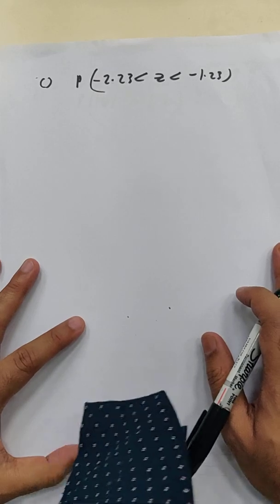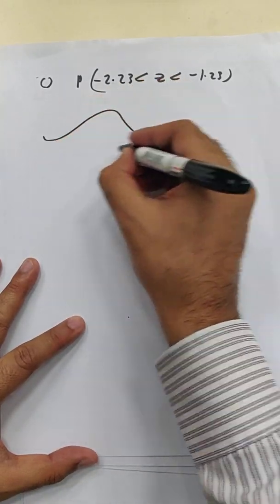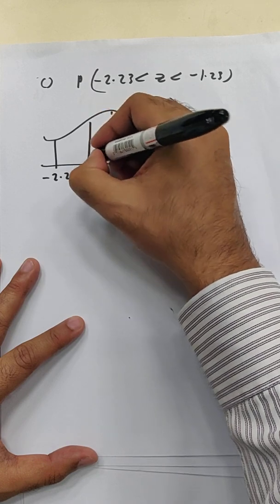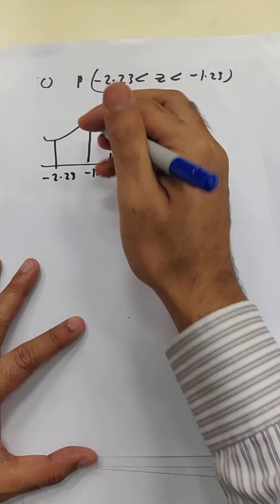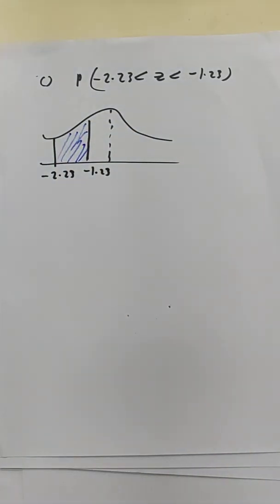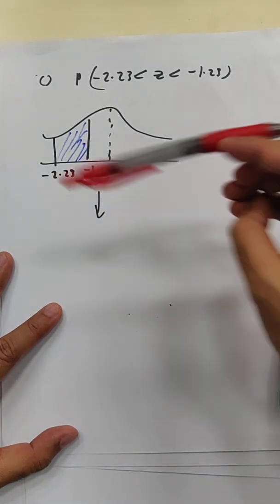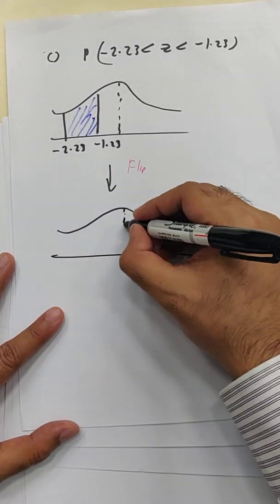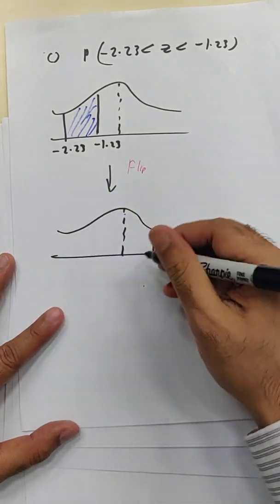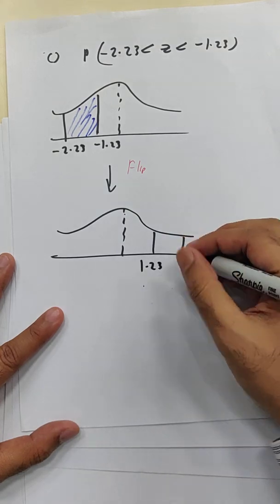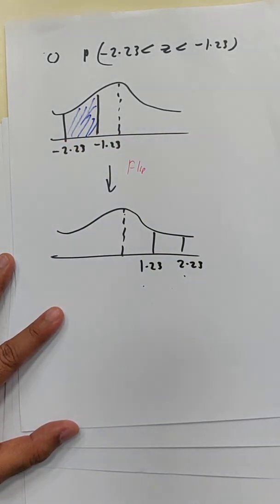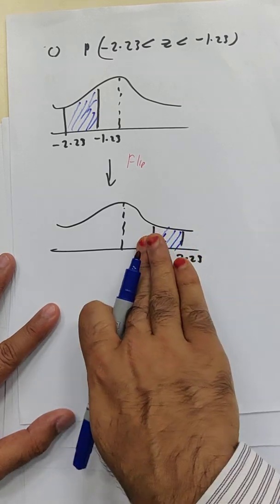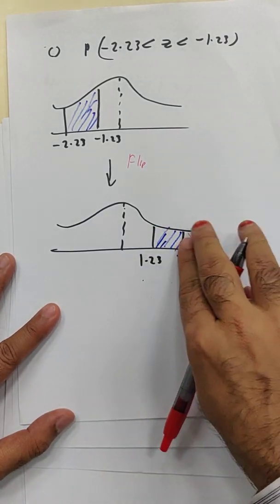All right, so for this one here, how do I do it? Firstly, I try to figure it out from the graph. I see that both of them are negative: negative 2.23, negative 1.23, and I want to calculate this part. Since both of them are negative, I flip it up. Take the nearest one here, 1.23 minus 2.23, and I want to calculate this area. So in my mind, I do the 1.23 minus this part here, minus this one here.